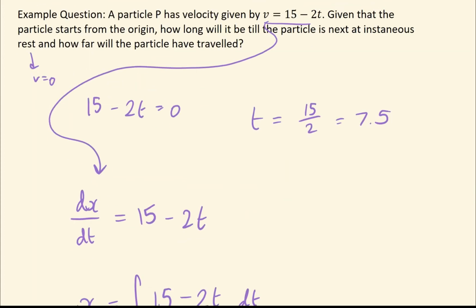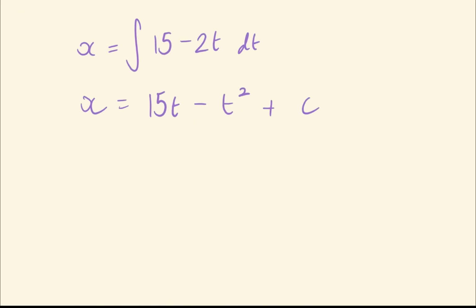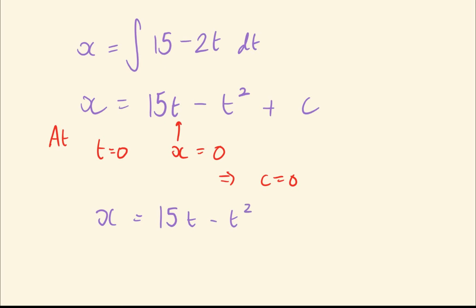We now need to work out how far it's travelled. We are told the particle starts at the origin. So this means at time t equals 0, my distance travelled is also 0. It's a really common cause. So when t is 0, x equals 0. If you plug that into this equation, you're going to get 0 equals 0 minus 0 plus c, which therefore means that c equals 0. So I've now got a slightly more concise formula, which is x equals 15t minus t squared.